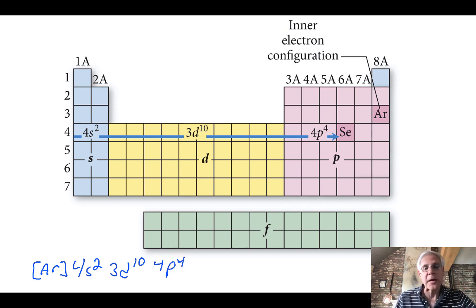And if we look at valence electrons, the only ones that are valence electrons are the 4s and the 4p, so I have 6 valence electrons.